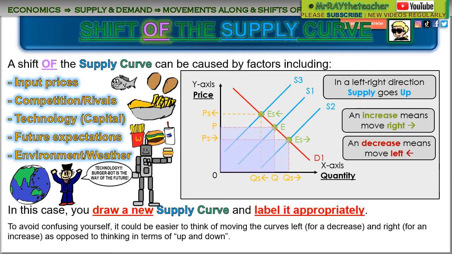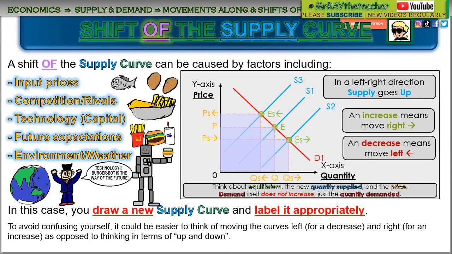So again, look at that revenue box versus the price, the supply increased versus the supply decreased. Which one makes you more money? So compare the shape sizes. Again, I'm just drawing straight lines here. Usually these might even be curved. And by might, I mean most likely be curved. It's just for simplicity's sake. And think about equilibrium. The new quantity supplied and the price. Demand itself does not increase. Just the quantity demanded. Don't mix that up.